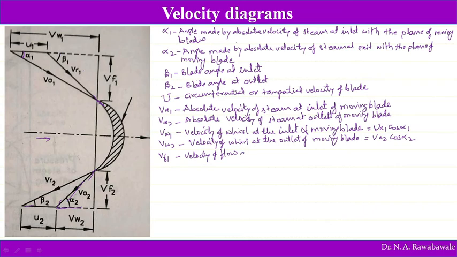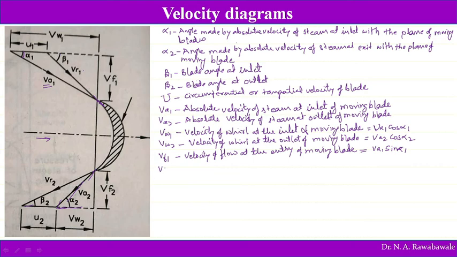Velocity of flow at the entry of the moving blade, and it is also a component if we resolve this Va1. If we resolve this Va1 along the vertical direction, then we get Vf1. So Vf1 is nothing but Va1 sine alpha 1.